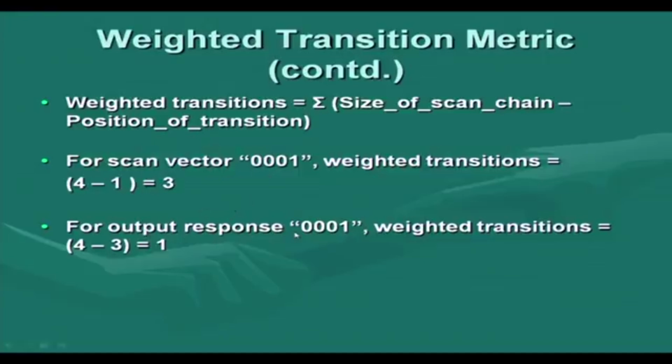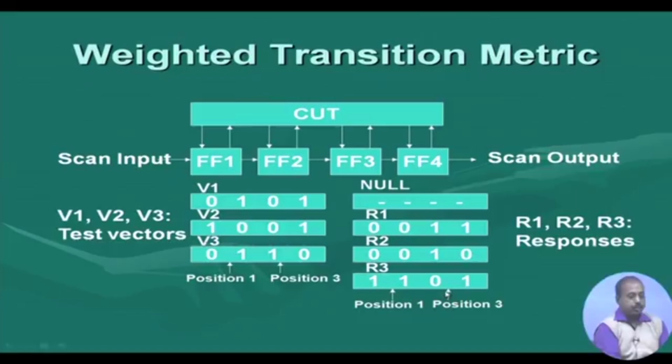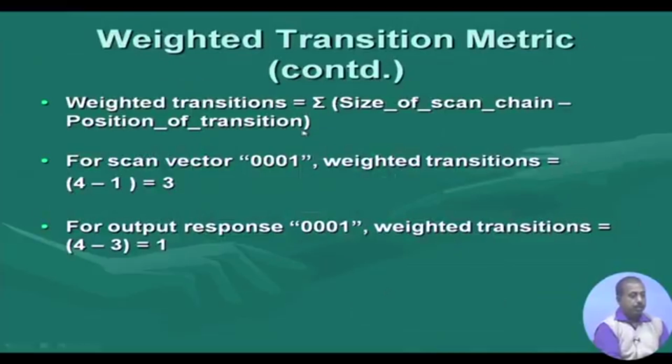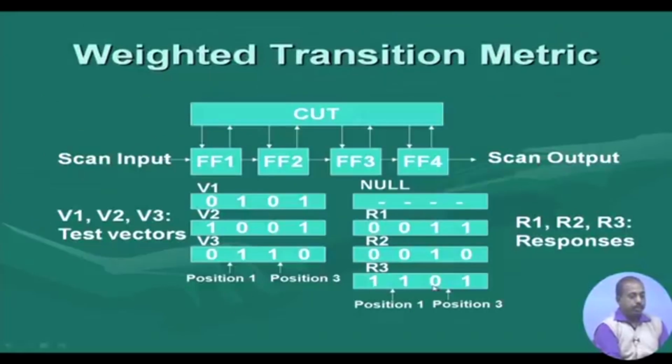On the other hand, for the output response, that is not the case. For the output response, the positions are marked from the other side. If I mark it from position 1 to position 3, this bit will be going out immediately. So this transition from 1 to 0 can affect only the last flip flop, whereas if there is a transition at this point, it will affect all the 3 flip flops. So the position has to be counted from the other side, and this is captured by the same formula, size of scan chain minus position of transition, but the position is taken from the other side. It is from the output side; from the input side, the flip flop one side is position 1, and that way it goes.